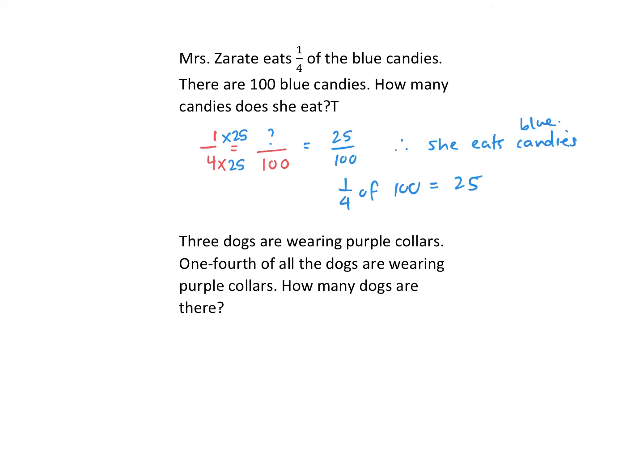Okay, in this application, 3 dogs are wearing purple collars. 1/4 of all the dogs are wearing purple. How many dogs are there? So similar question. 1/4 are wearing purple. We have 3, so how many in total? So if I multiply the numerator by 3, I will get an equivalent fraction. So I multiply the denominator by 3. That means that 1 over 4 is the same as 3 out of 12. Therefore, there are 12 dogs. So equivalent fractions are useful. It's kind of like doing ratios. We can find an equivalent fraction to solve a problem.